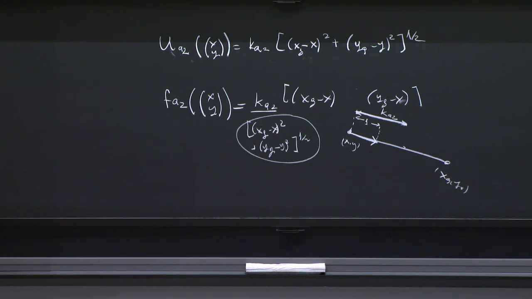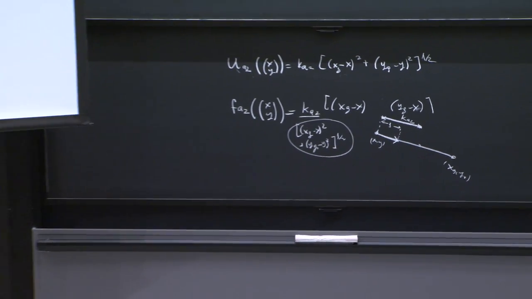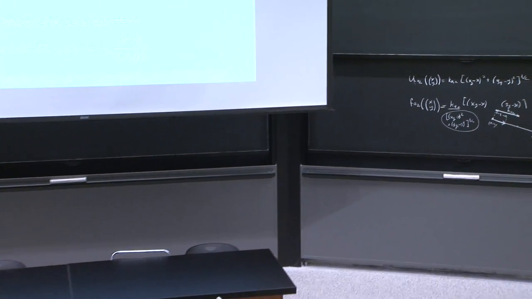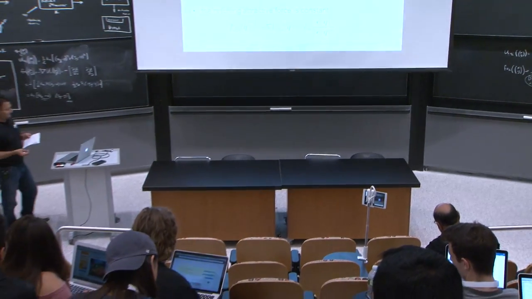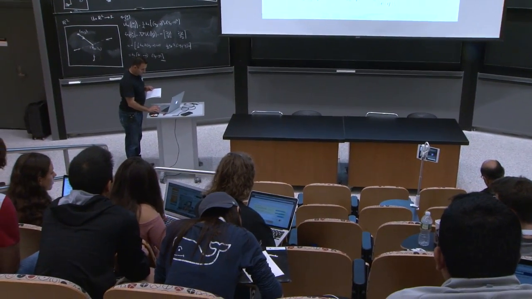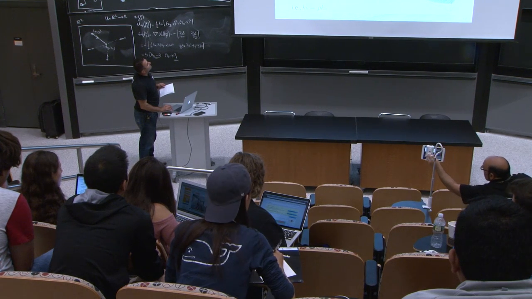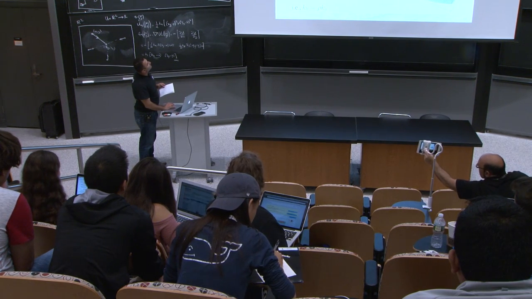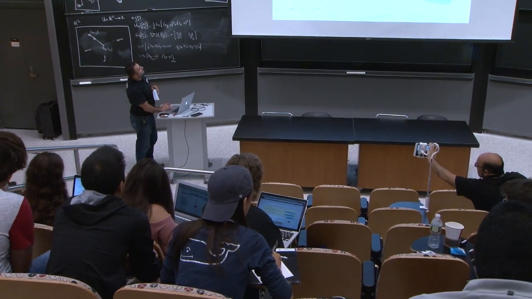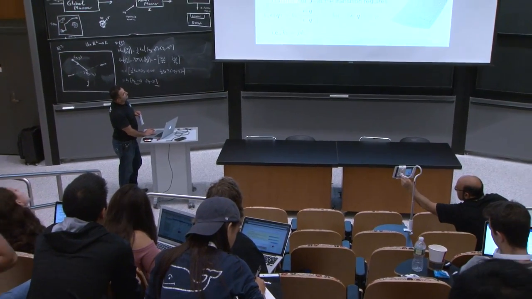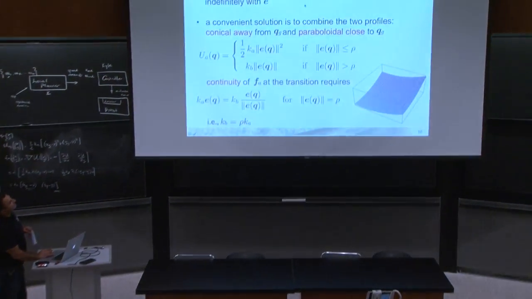Yes? Why would you use cone versus prime? Because one of them is linear and one of them is cone. Well, so this is the answer. The first attractor behaves better than this conical one.